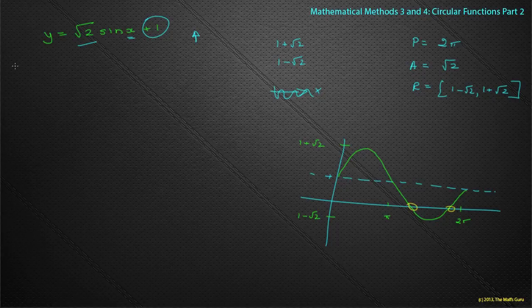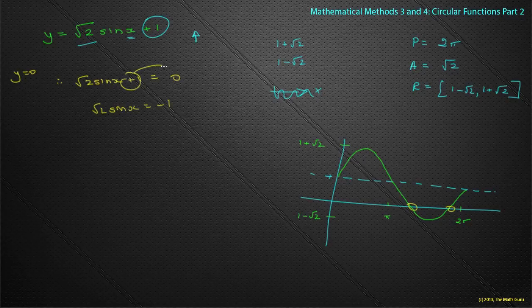Well, how do we find crossing points on the x-axis? Well, we know that on the x-axis, y is equal to 0. So therefore, we just equate. We put root 2 sine x plus 1 is equal to 0. So root 2 sine x equals minus 1, shifting this over. And sine of x is equal to the negative of 1 over root 2.